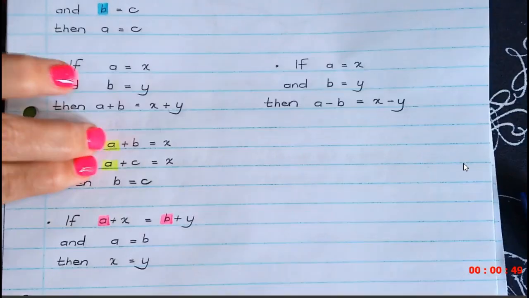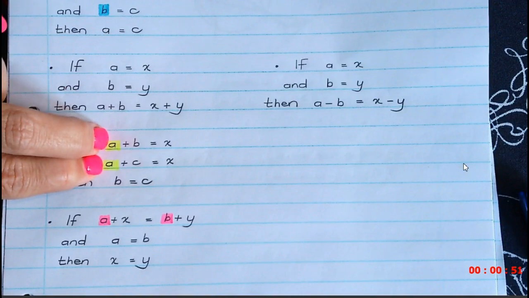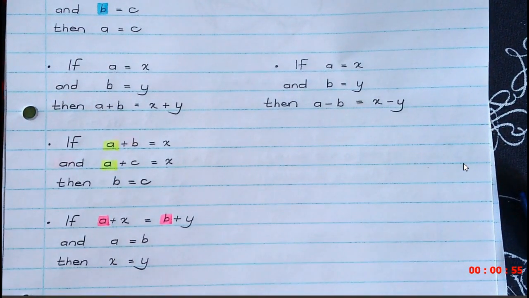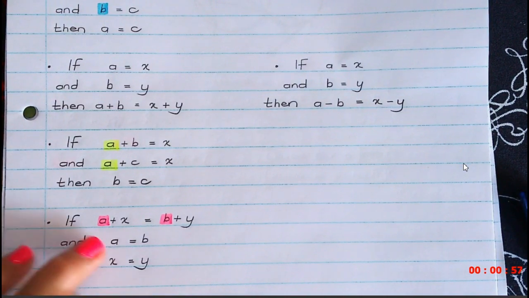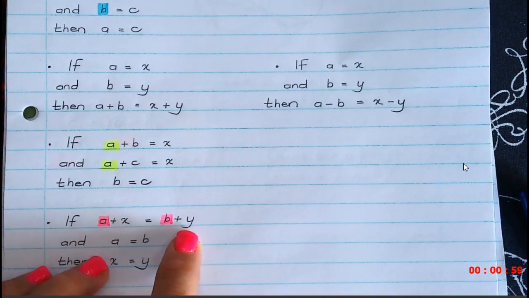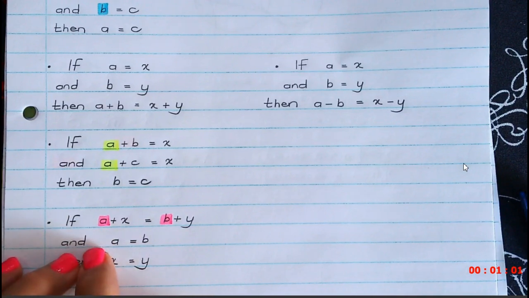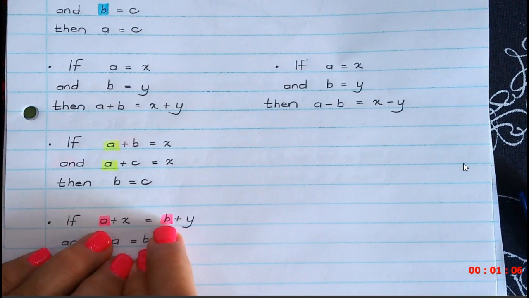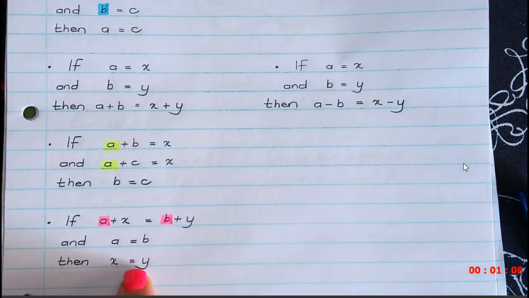The next one says, if A plus B equals X and A plus C equals X, now you will see again we have the two A's, then it means that angle B equals angle C. The last one of these principles: A plus X equals B plus Y, and I already state that A is equal to B, because that's why they both are pink. Then X will be equal to Y.